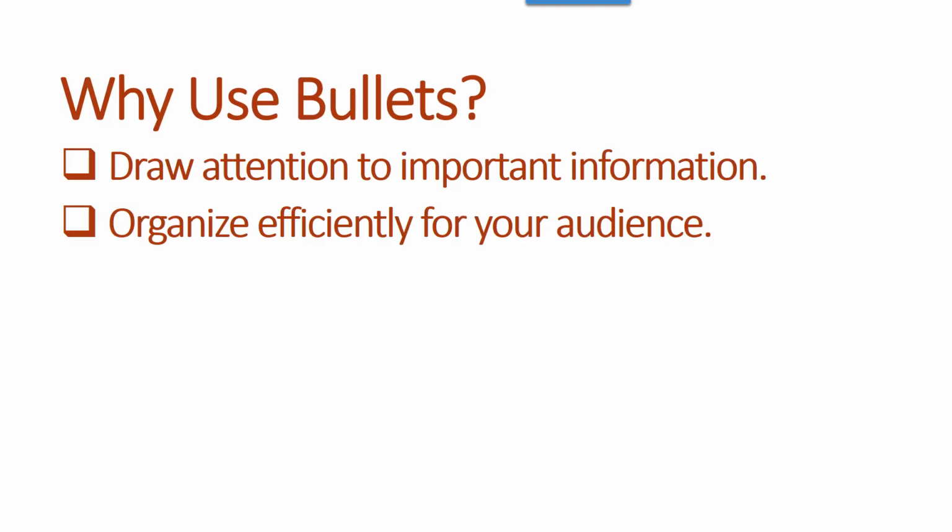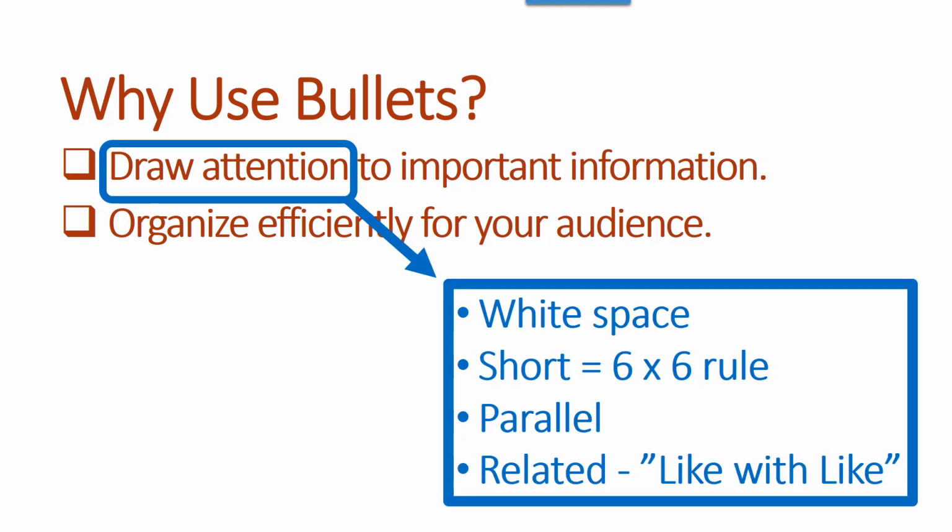In that last case, I used numbers. Were they appropriate? That's a good question. Why do you use bullets or numbers? Well, you want to draw attention to important information and organize efficiently for your audience. So bullets themselves need to use white space and try to make them short. Follow the 6x6 rule, and that means no more than 6 bullets and no more than 6 words.